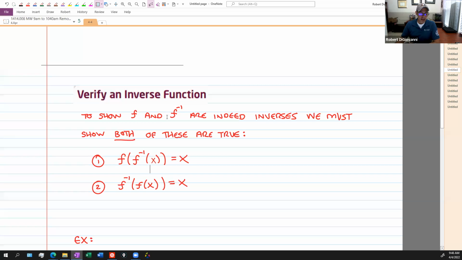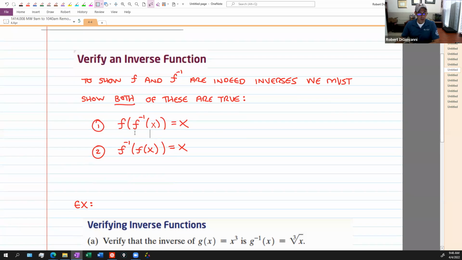To show f and f inverse are indeed inverses, we must show both of these are true. So we have to show this is true and this is true. I'm going to show you a picture of what this is saying. Let me do this one first. What this one is saying is that x goes through f first, comes out as f of x, and then that goes through the inverse and comes out as x. In other words, x started out, went through f, then f inverse, came out unchanged. We have to show that's true.